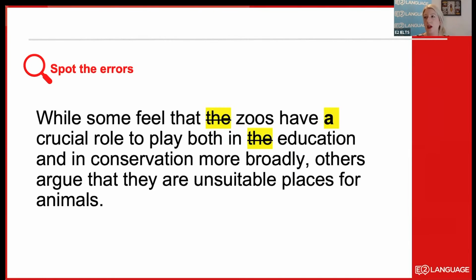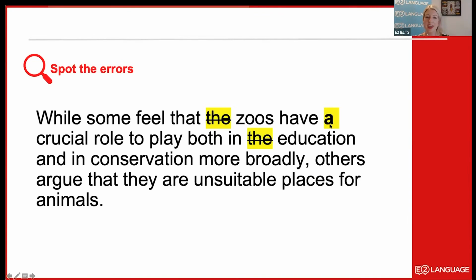Okay, it's like saying I like cookies, all cookies. It doesn't matter which ones. I like cookies in general, but specific, I like the cookies from this shop. That's specific. Okay, so we don't need it here. Same thing with the education. I'm not talking about a specific type of education, just education in general.